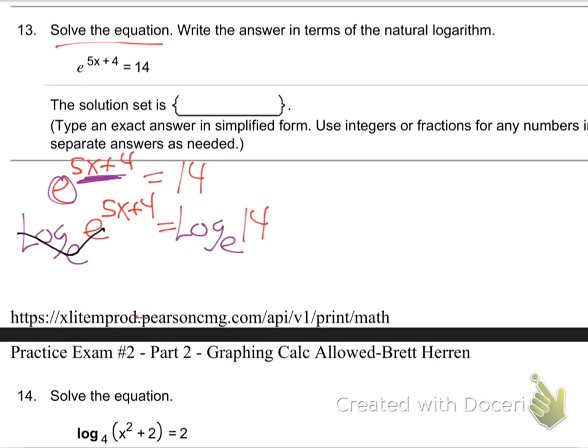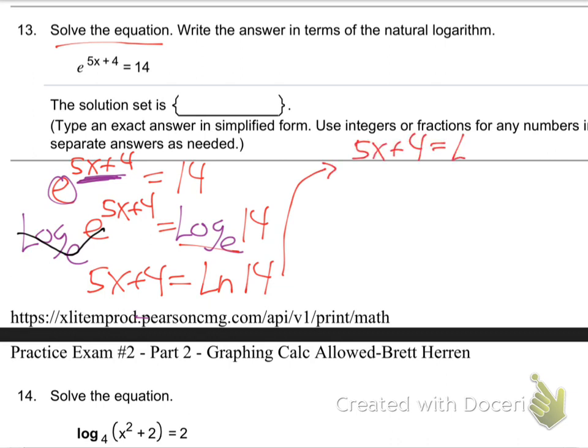So it just cancels out, and you have 5x plus 4. And log base e, what's that better known as? Natural log, right? Log base e is natural log. So we come up here, and we have 5x plus 4 is natural log of 14. They want me to finish solving for x.